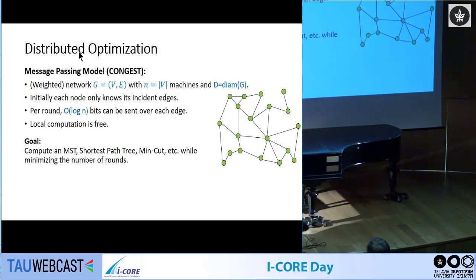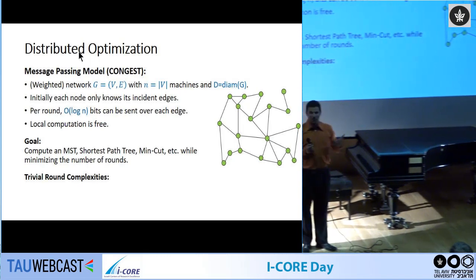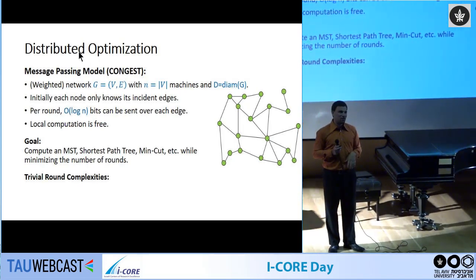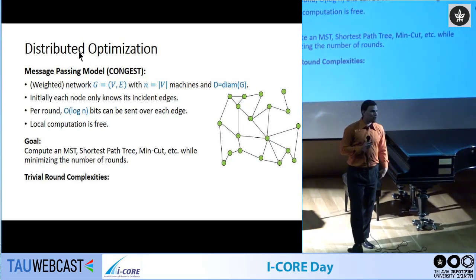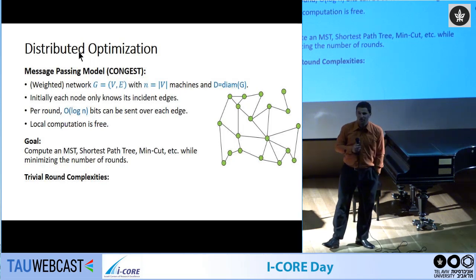Sweet. Okay, so what are trivial bounds that we can get for these kinds of problems? Like how much time is it going to take me at least to compute a minimum spanning tree?